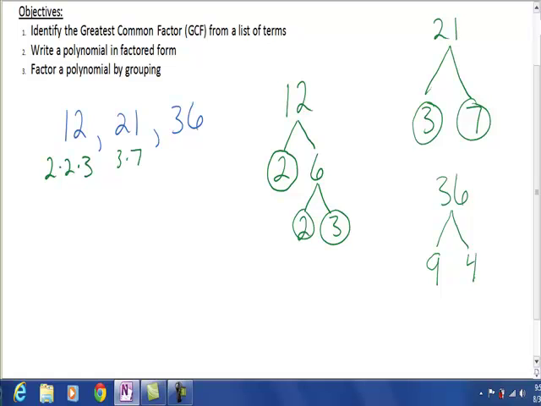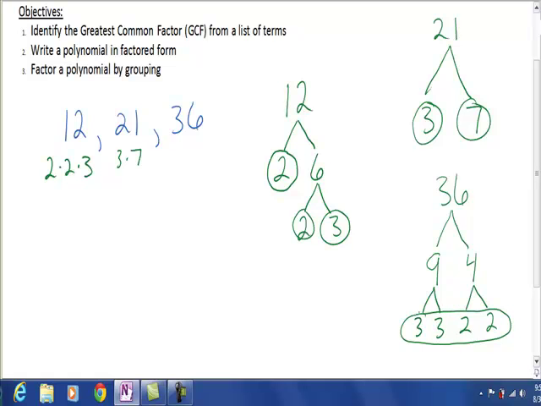You'll see in a minute. 9 and 4, now those are factors of 36, but they are not prime factors because they're not prime numbers. Okay, so I need to keep going because both of them will break down. 9 breaks down into 3 times 3, 4 breaks down into 2 times 2, and now I'm done. These are all prime numbers here.